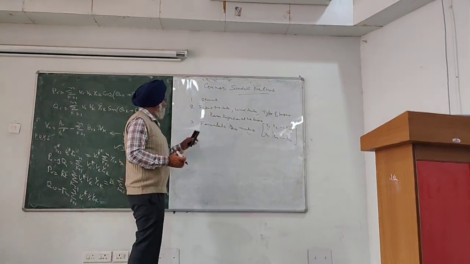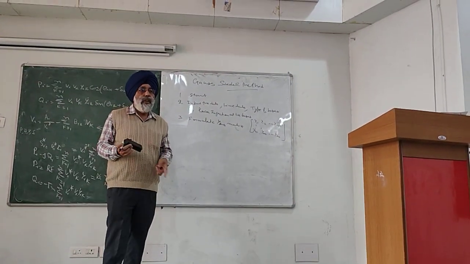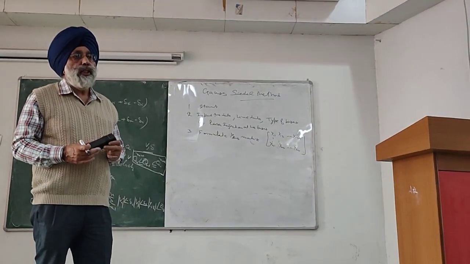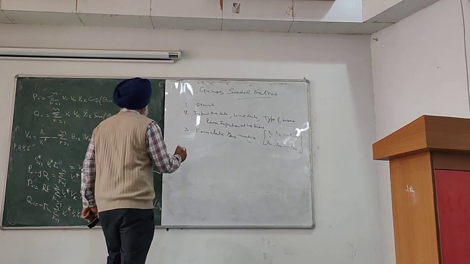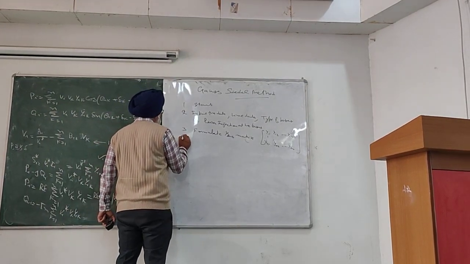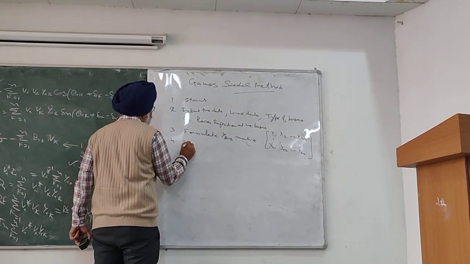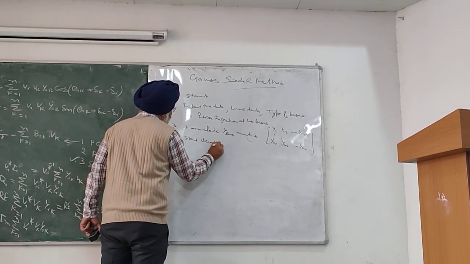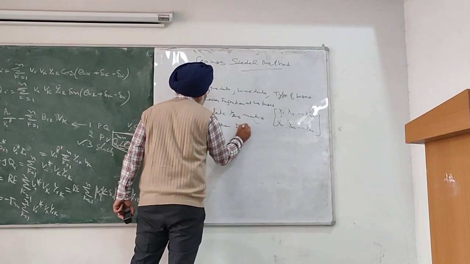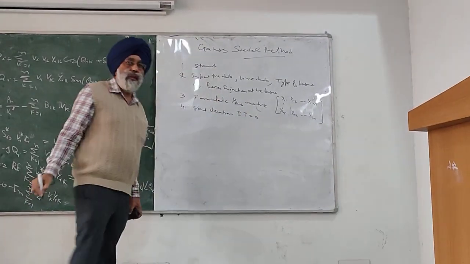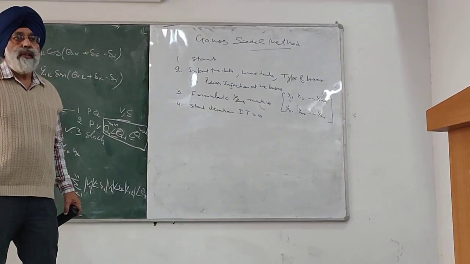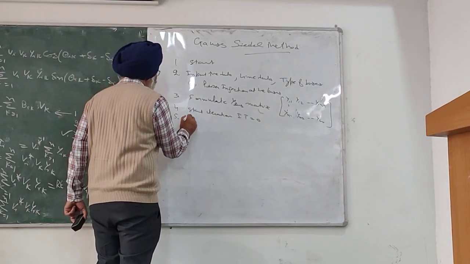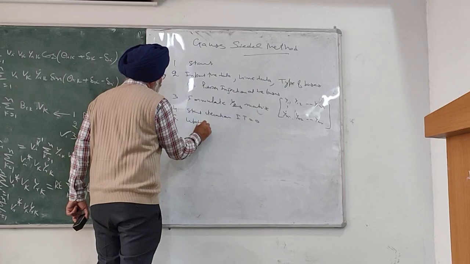Then we have to start the iteration counter. So start iteration. Let us suppose IT is equal to 0. Okay. Then update iteration.